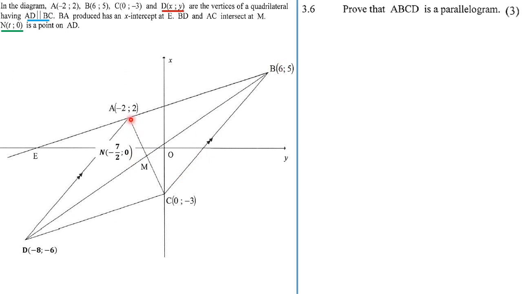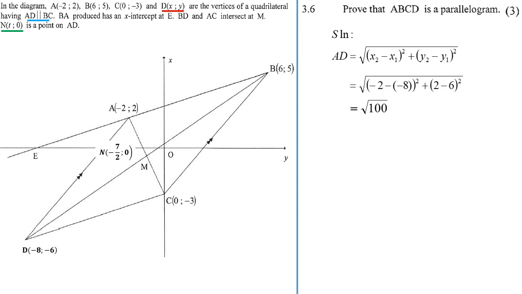Or we can actually determine the gradient of BC and the gradient of DC. If they are equal, it means these 2 sides are parallel, then it means 2 pairs of opposite sides are parallel. But now in this case, let's choose to find the length of AD and the length of BC, because we know the coordinates of both points. Okay, D is -8 and -6. Right, distance formula AD, substitute accordingly, and then from there you get your value of AD to be 10 units.